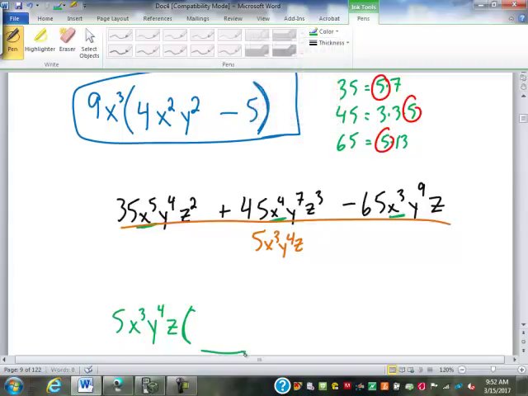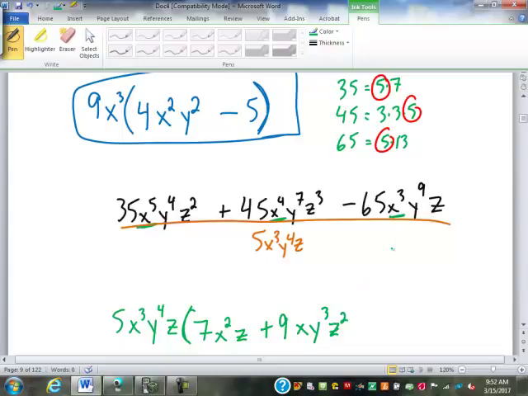So what's going to go first here? 35 divided by 5, 7. X to the fifth divided by x to the third, x squared. Y to the fourth divided by y to the fourth, cancels. Z squared divided by z, just z. So then next we've got the 45 divided by 5, 9. X to the fourth divided by x to the third, just x. Y to the seventh divided by y to the fourth, y to the third. Z to the third divided by z, z squared.